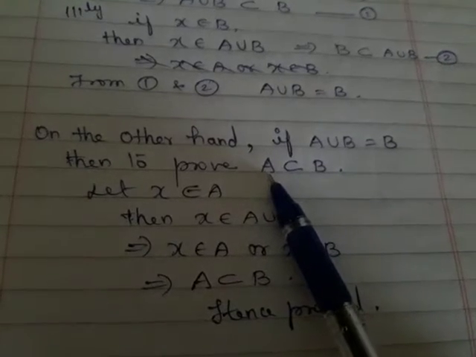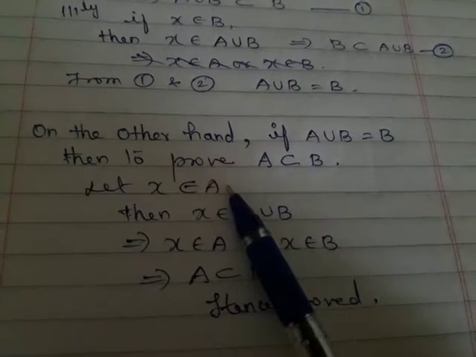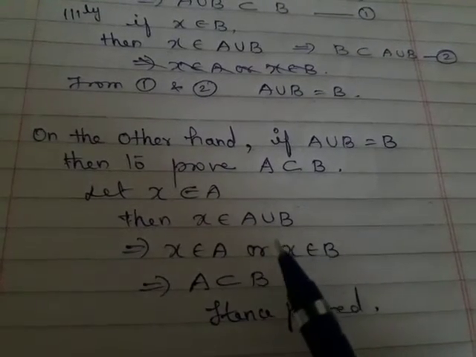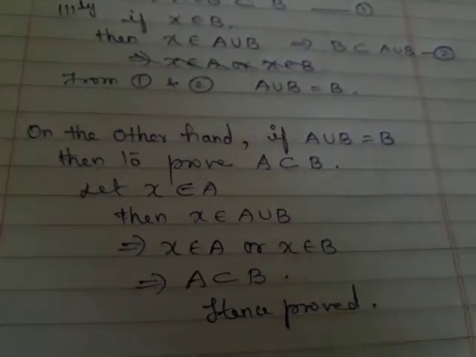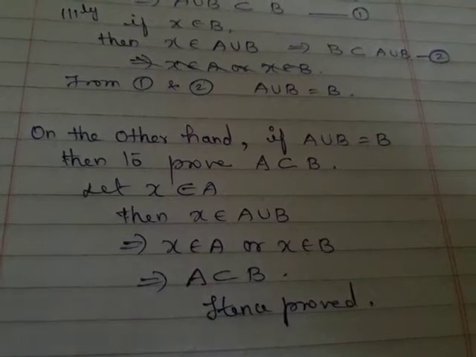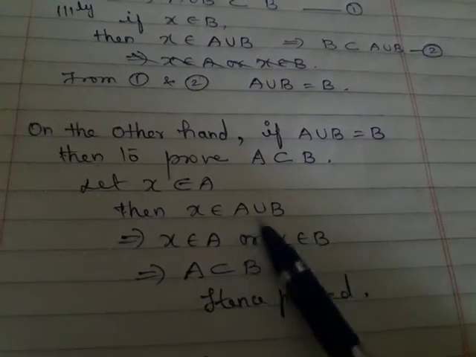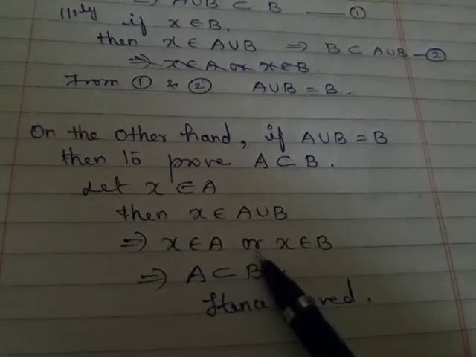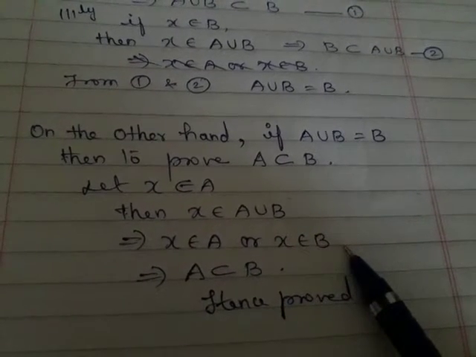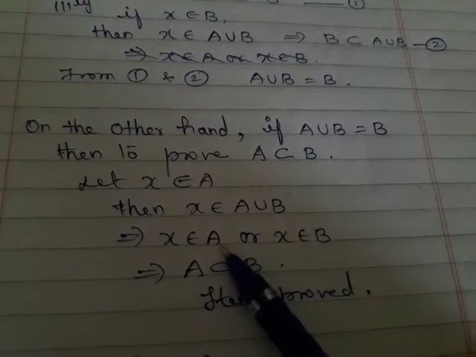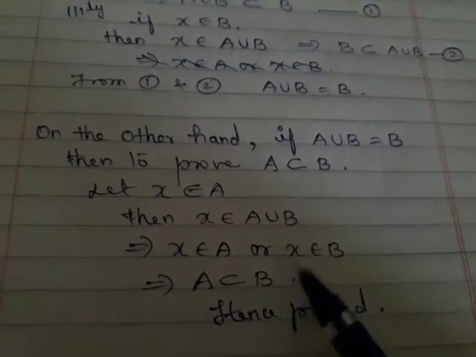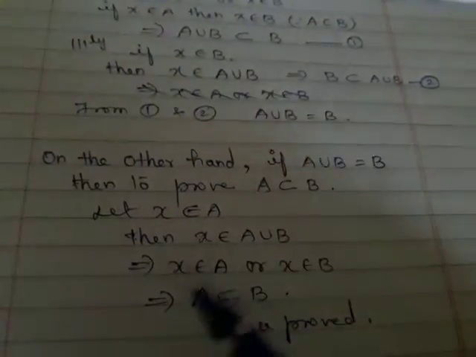We will start from an element here. So let X belong to A. If it is in A, automatically it will be there in its union with any other set. It doesn't matter with which set we find the union. Since it is in A, it will be there in A union B. So by definition it belongs to A or it belongs to B, right? Then obviously we reached X belongs to B. Therefore A is a subset of B. So both ways we proved.